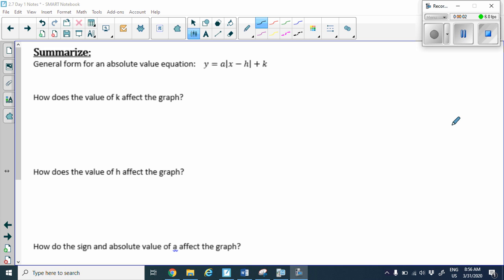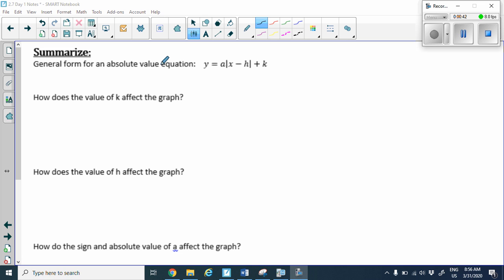Okay, so on part one of the 2.7 day one notes, we graphed absolute value functions and really just saw how things in front, negative signs, as well as inside and outside of the absolute value bars, how do they affect our parent function? So here, what we're really going to do is summarize everything that we did and give out some vocabulary words and talk about the general form of the absolute value equation. Afterwards, we are going to do some problems, figuring out the transformations without graphing absolute value functions.